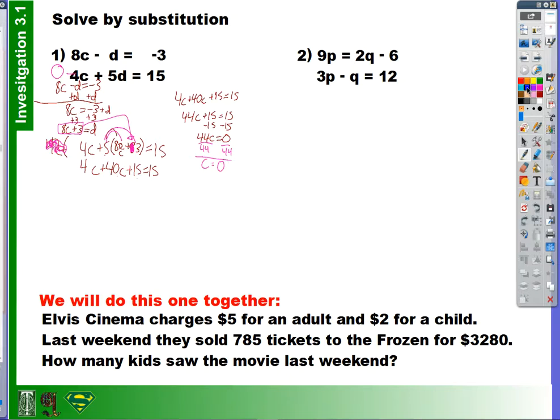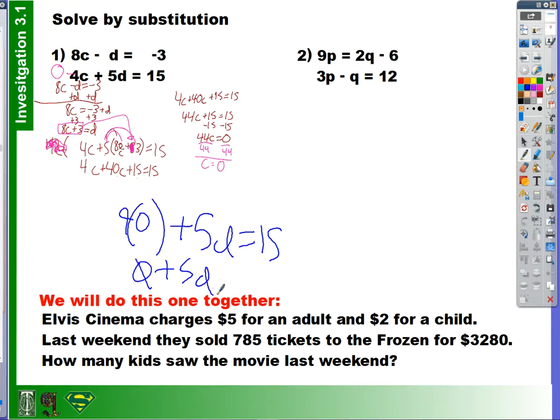Okay, so since Catherine found 0 for C, which is very nice of her, we have 4 times 0, because that's what C equals, plus 5D equals 15. Then that's just 0 plus 5D, and whatever D is, it needs to equal 15, and that's 3, so D equals 3, because 3 times 5 is 15.